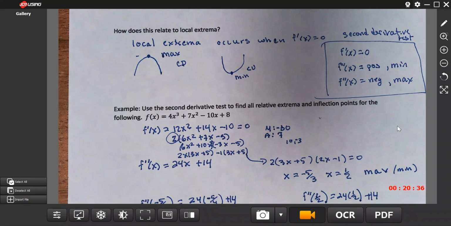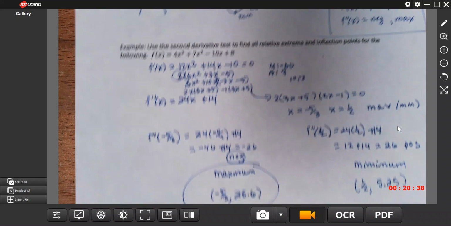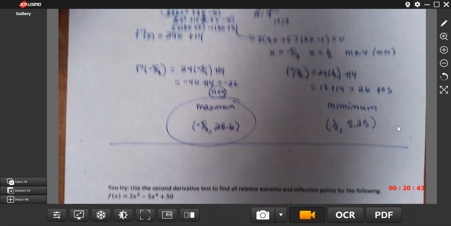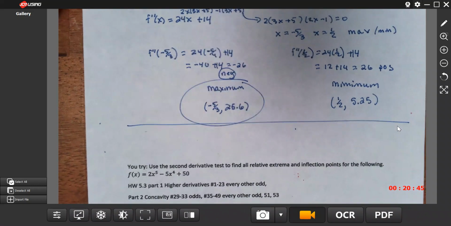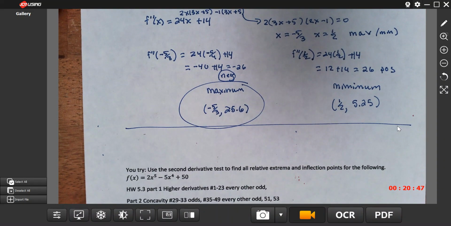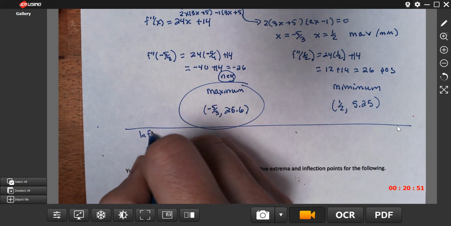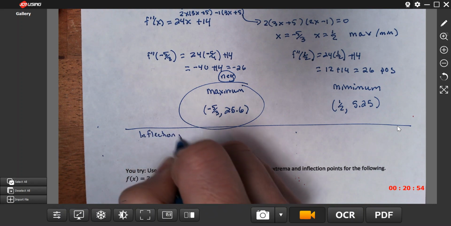And then the rest of the directions were to find inflection points. I'm so sorry that that work wasn't displaying. So there it is, displaying. You can pause if you need to catch up. Sorry about that.